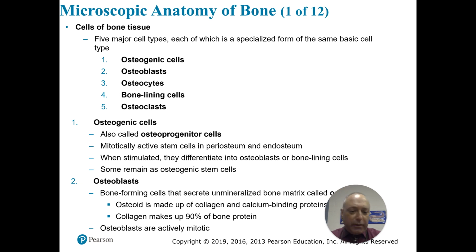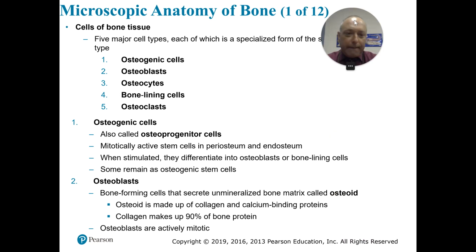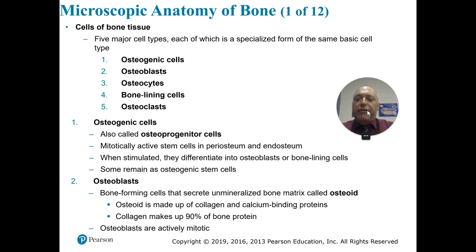So what are the major cells of the bone? So there's five major cells. There's the osteogenic cells, osteoblasts, osteocytes, bone lining cells, and osteoclasts. So let's just go through these.